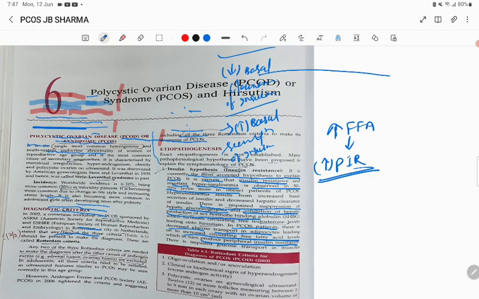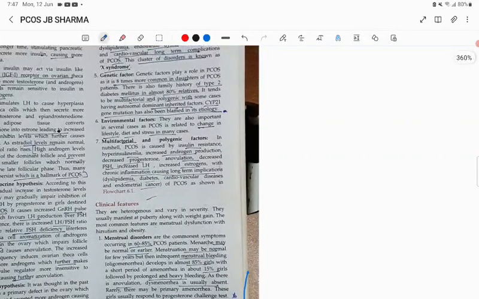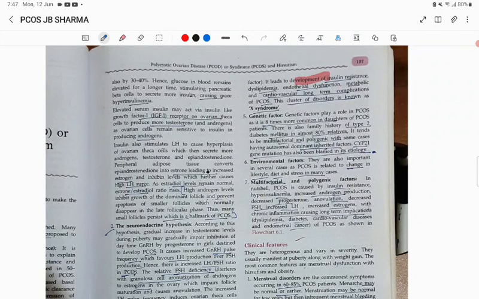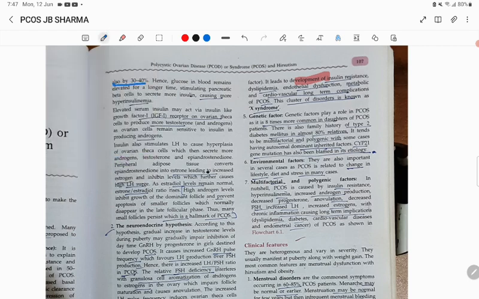Because of the increased free fatty acid level, there is increased peripheral insulin resistance. Hence glucose in the blood remains elevated for a longer time. If glucose increases in your circulation for a longer time, that will stimulate your pancreatic islet beta cells to secrete more insulin, causing more hyperinsulinemia.